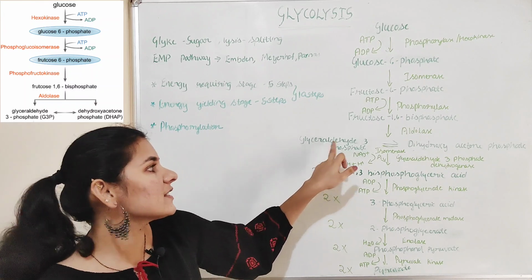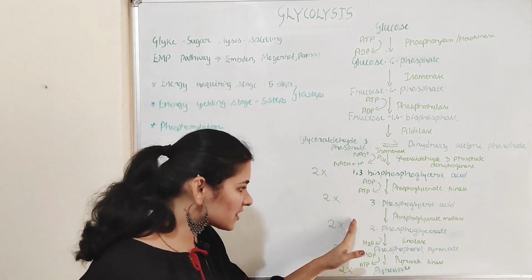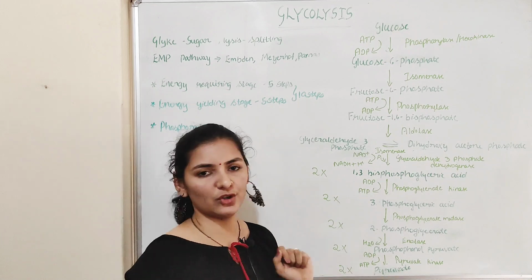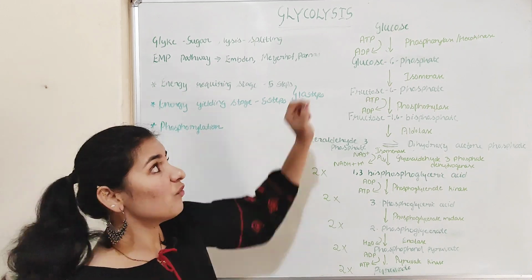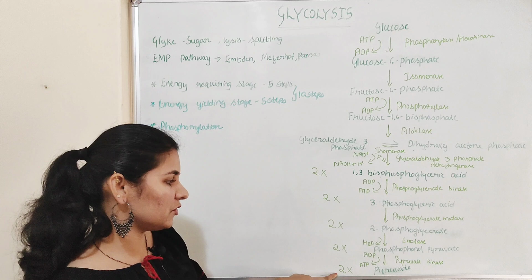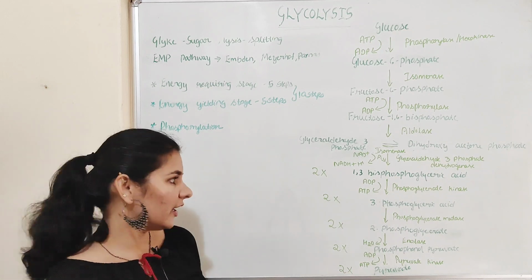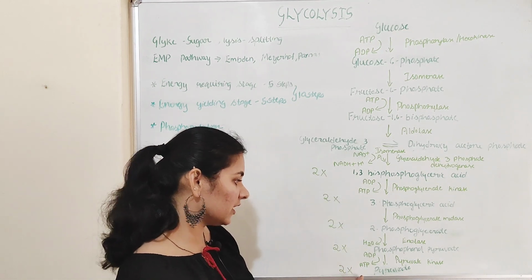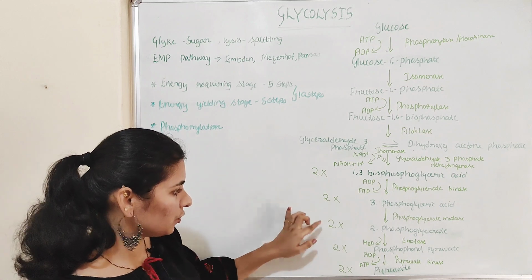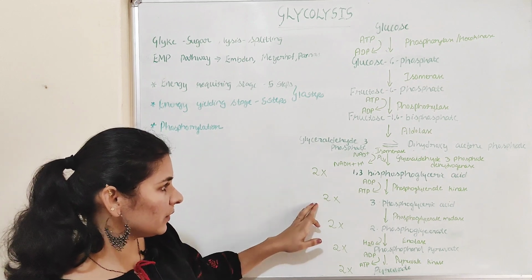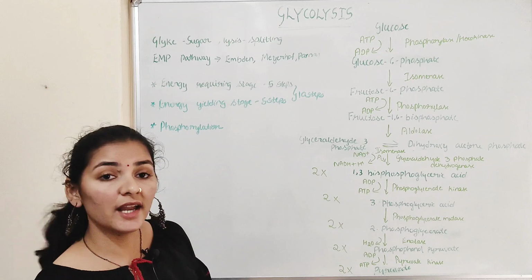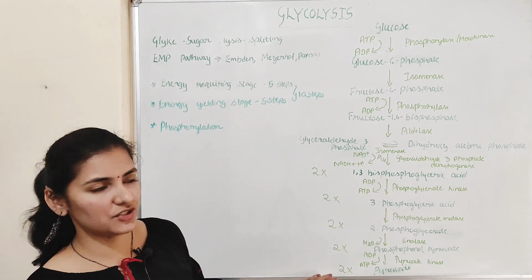These 2 molecules of glyceraldehyde 3-phosphate undergo several changes to produce 2 molecules of pyruvate. That's how 1 molecule of glucose is converted into 2 molecules of pyruvate. Anyhow, only one reaction is shown here. That's why I have written 2 into in each step. So here 2 into means 2 molecules are produced at each step.